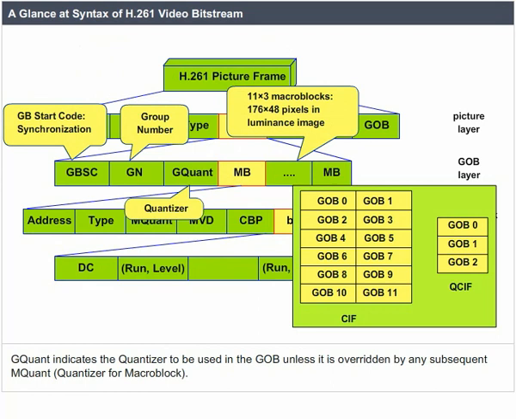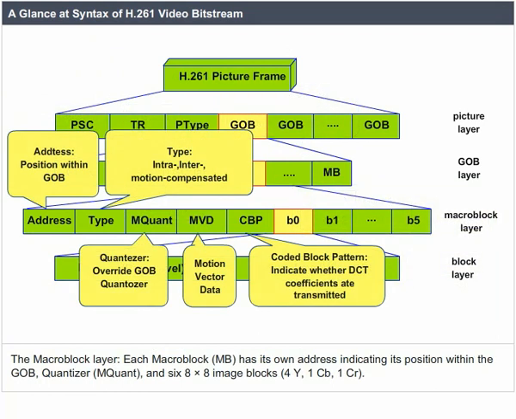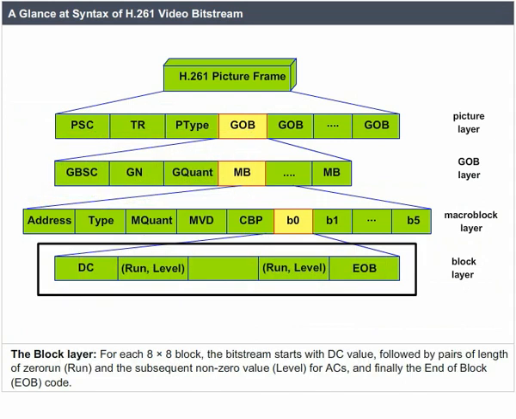Gquant indicates a quantizer to be used in the GOB unless it is overridden by any subsequent mquant quantizer for a macro block. The macro block layer. Each macro block, MB, has its own address indicating its position within the GOB, quantizer mquant, and 6 8x8 image blocks: 4 Y, 1 CB, 1 CR. The block layer.